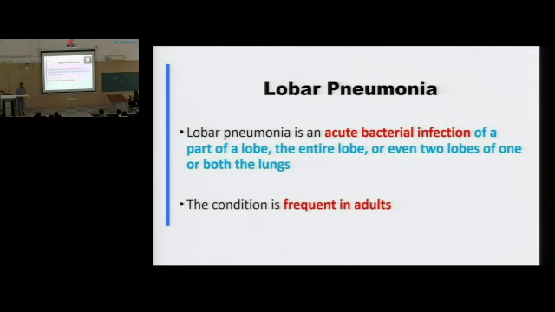The condition frequently occurs in adults, while bronchopneumonia or lobular pneumonia occurs at the extremes of age. Either it occurs in children or in the elderly, right? And lobar pneumonia usually occurs in adults.